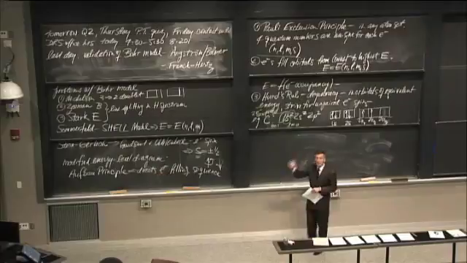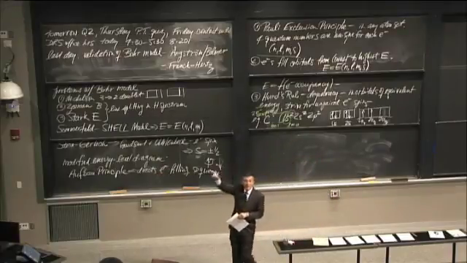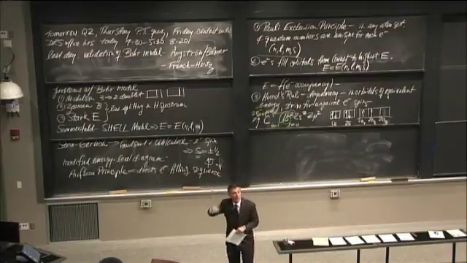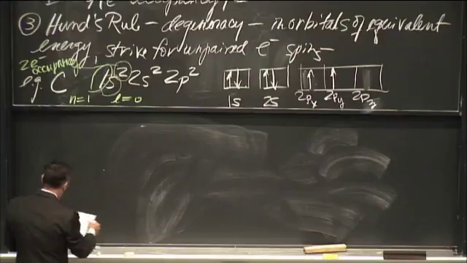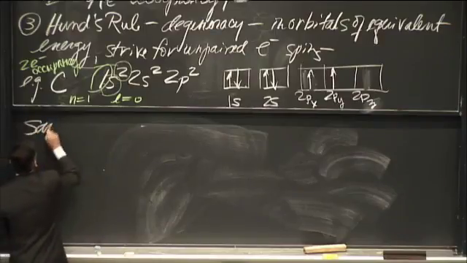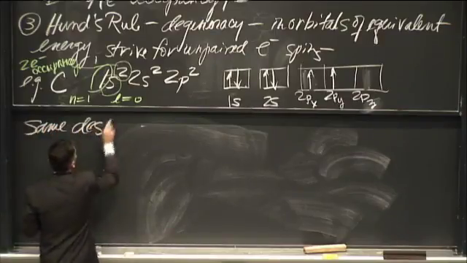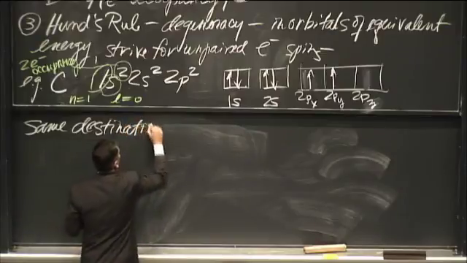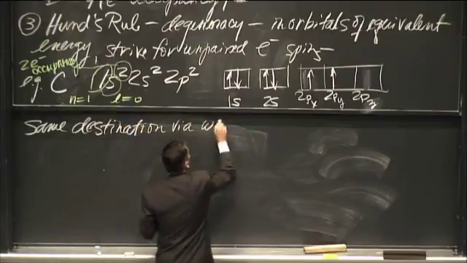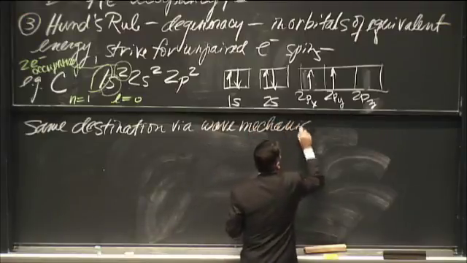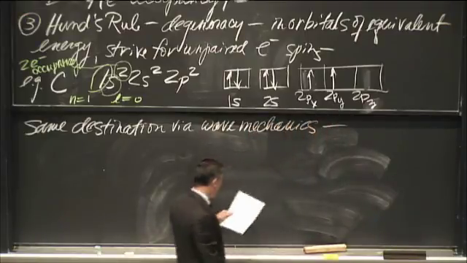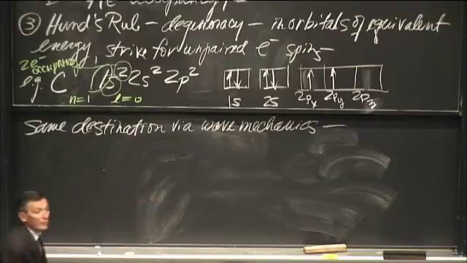Now I want to go to the same position. I want to get back to this point, but I want to go by a different route, and for that, we're going to go by wave mechanics. So same destination via wave mechanics. Now, you don't have partial differential equations as a prerequisite for 3091.